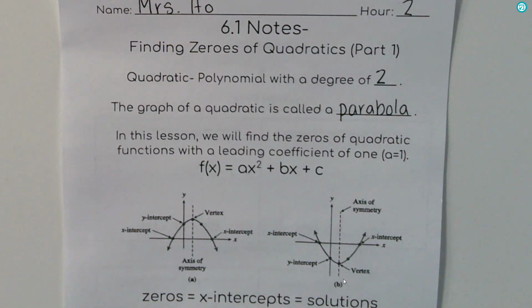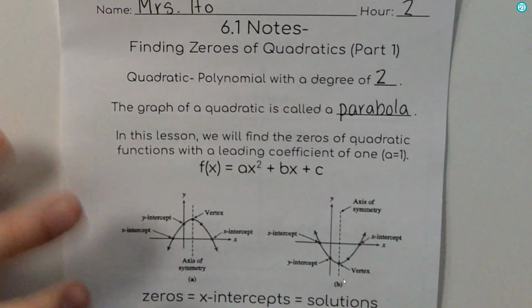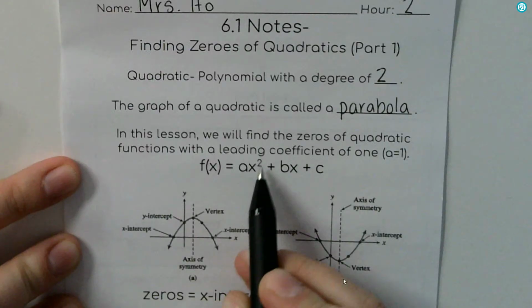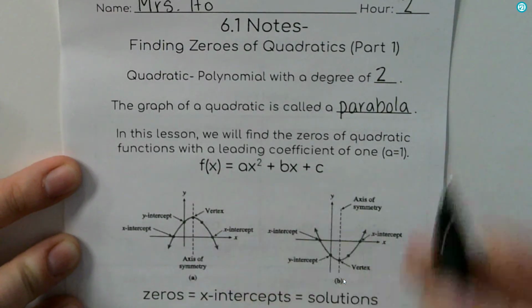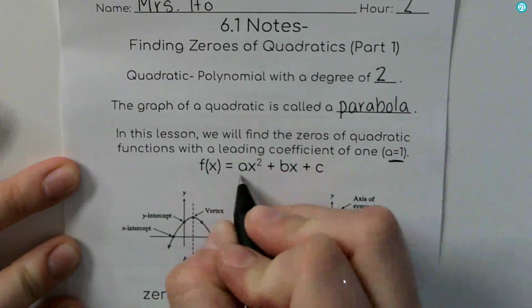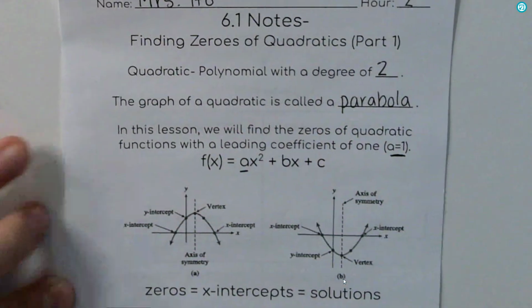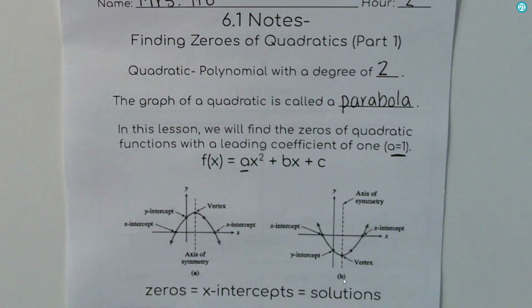In this lesson today, in part 1, we are only going to be finding zeros of quadratic functions that have a leading coefficient of 1. So in this form, ax squared plus bx plus c, a equals 1. So we just won't have a number there. If you look at our examples, today there's no number in front of x squared ever.